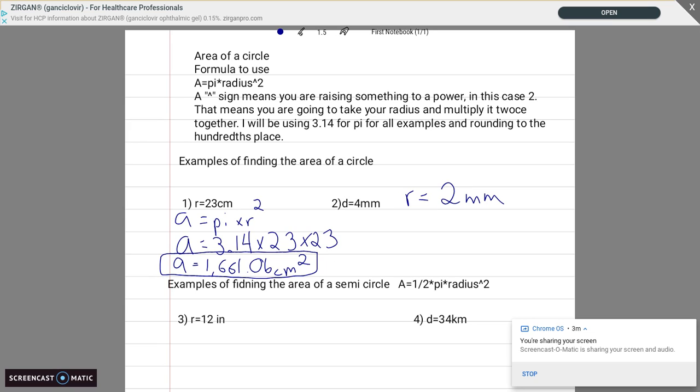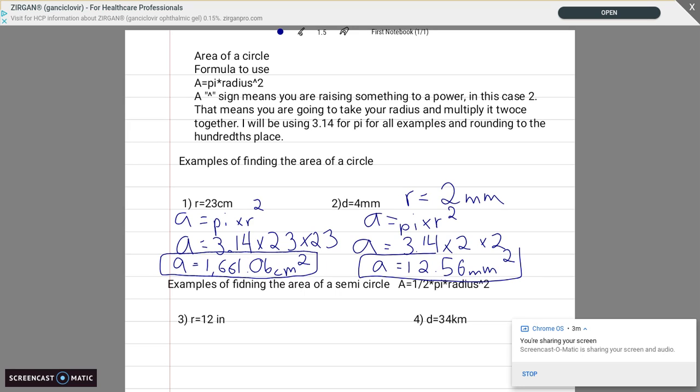Now plug in everything I know, rewrite my formula. Area equals 3.14 times 2 times 2. Off screen, 2 times 2 times 3.14, and I'm going to get an area of 12.56 millimeters squared. And that is going to be my area for this particular circle.